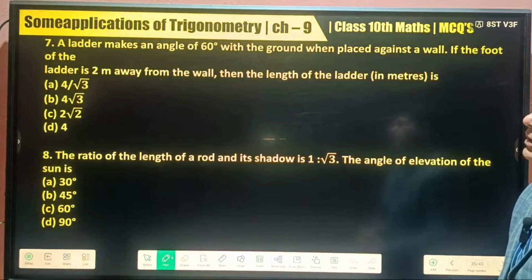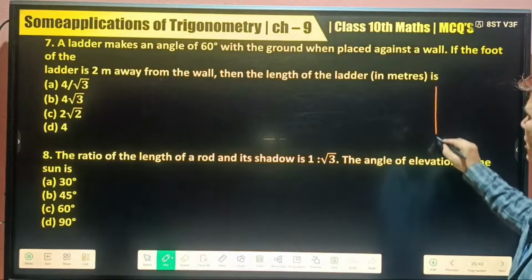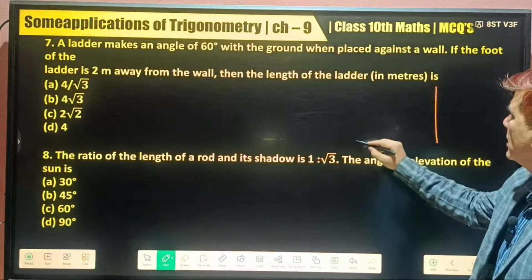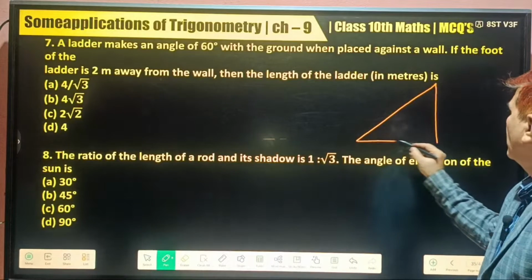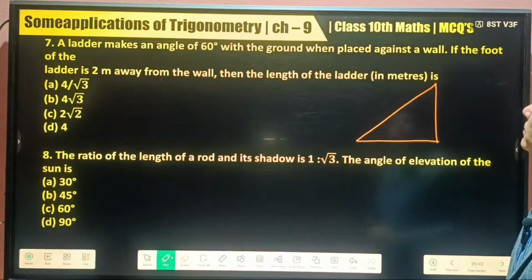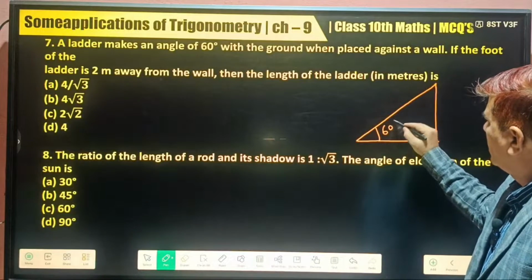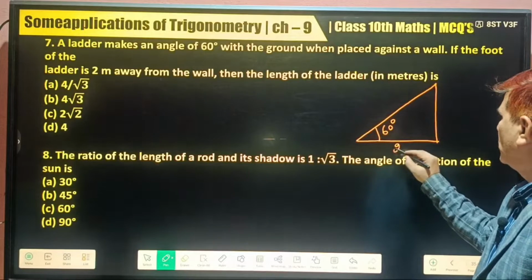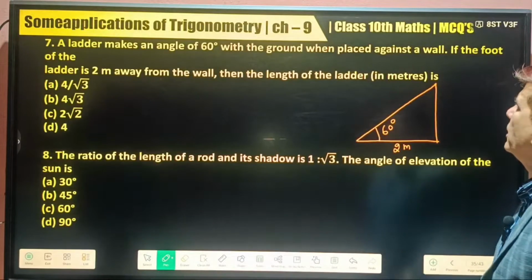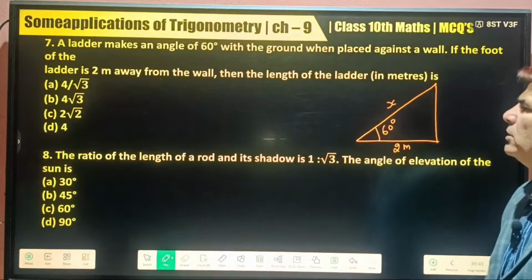One more. A ladder makes an angle of 60 degree with the ground when placed against a wall. So first make the figure: this is a wall and this is a ladder. The ladder makes an angle of how much degree when placed against the wall? 60 degree. The ladder is 2 meter away from the wall. This is 2 meter. Then the length of the ladder, meaning this, you have to find out.